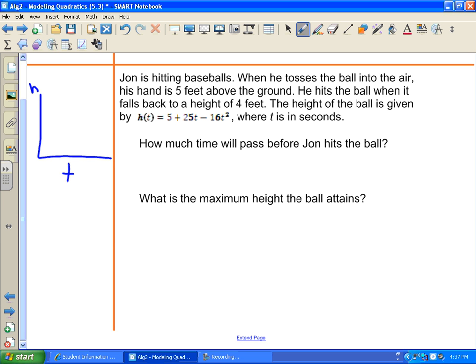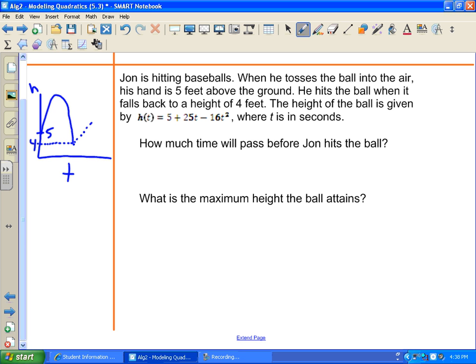He tosses the ball in the air. His hand is 5 feet above ground. That means he's going to toss the ball in the air, and then he's going to step and swing. So what's going to happen? The ball is going to go up in height, and it's going to come back down. At a height of 4 feet, that's when he's going to swing the bat, and then he's going to hit the ball, and it's going to do something.